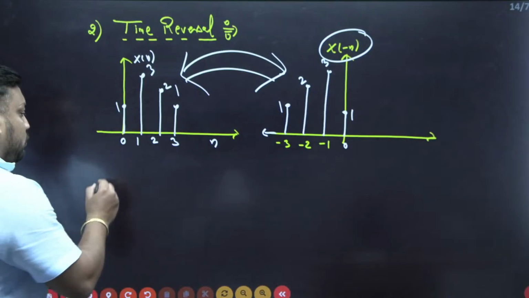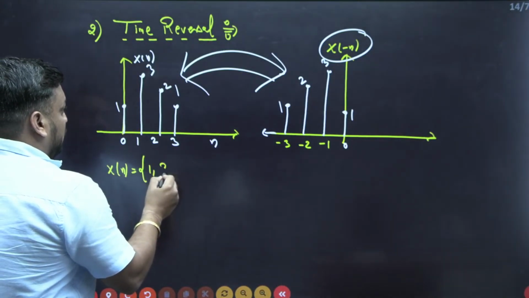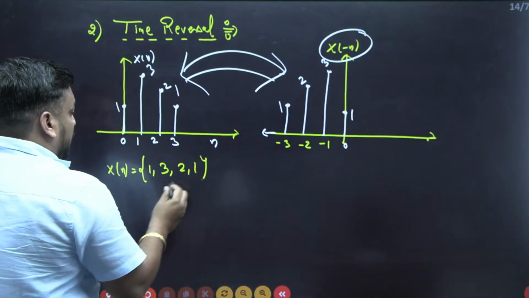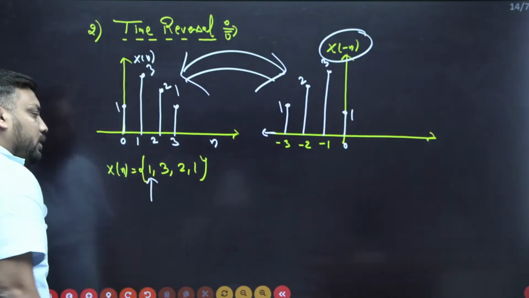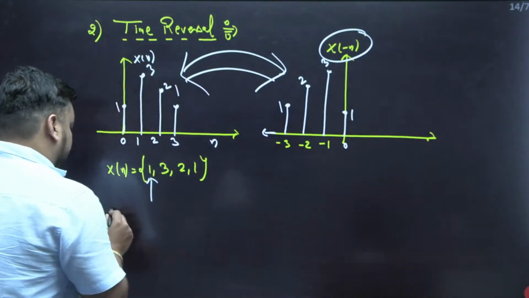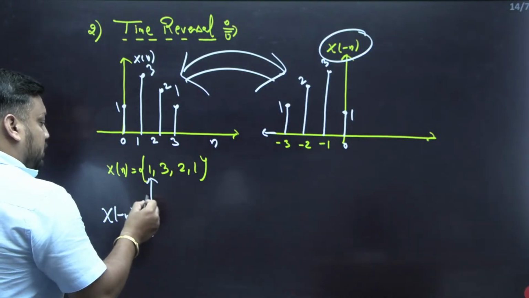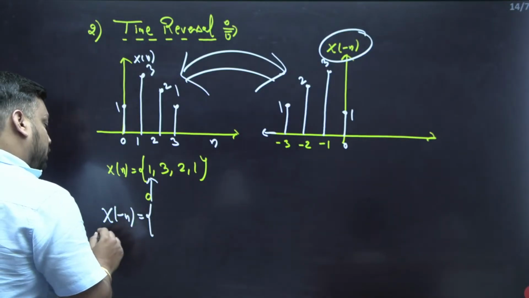So students, the same question. If I shift using the sequence, then x of n is 1, 3, 2, 1, and here we have the arrow. Then what about x of minus n? How to write it sequentially? Sequentially here is 0, 1, 2, 3. So x of minus n means reversal.